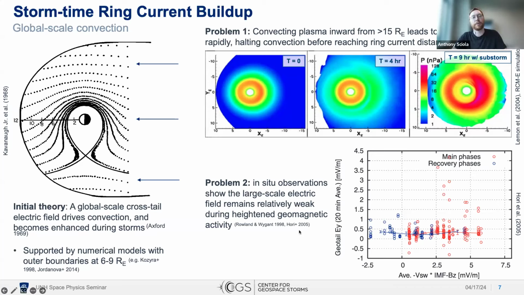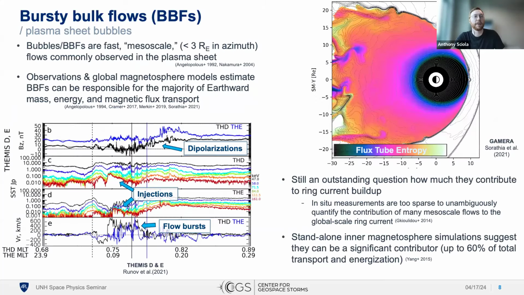And the second problem is that when we've actually gone out to look for this enhanced electric field correlating with the enhanced solar wind driver, we haven't really found it. So the question is, okay, how much is really coming from this, and where is the rest of it coming from? One other potential candidate is bursty bulk flows, or BBFs, also theoretically known as plasma sheet bubbles.